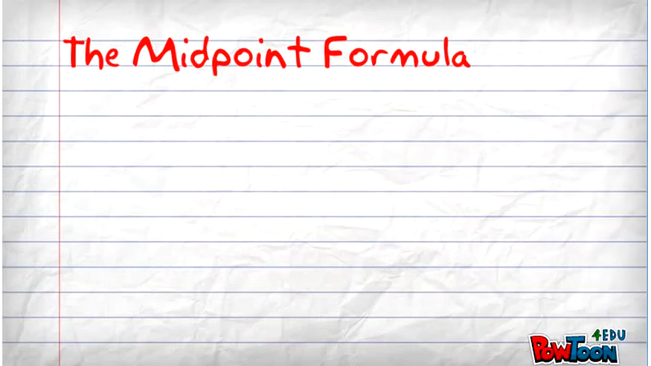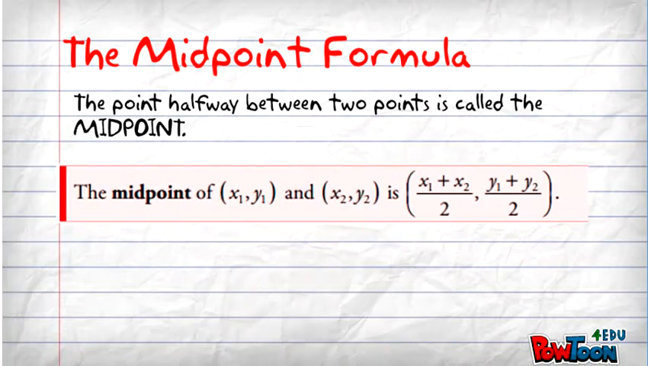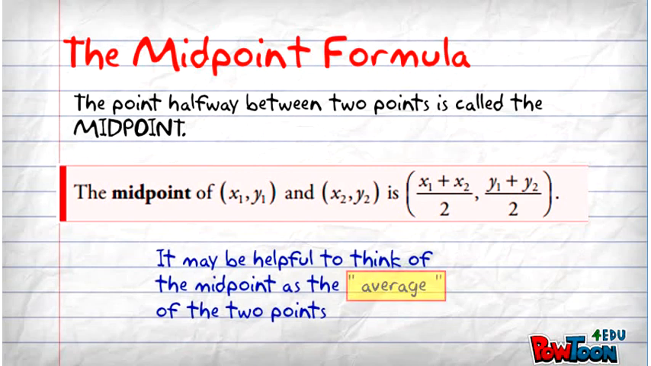Now the next thing we're going to consider is the midpoint formula. The point halfway between 2 points, not surprisingly, is called the midpoint. And again, it's straightforward enough to calculate this. The midpoint between (x1, y1) and (x2, y2) is just the sum of the x coordinates over 2 gives you the x coordinate of the midpoint, and the sum of the two y coordinates divided by 2 gives you the y coordinate. So if you like, it's just averaging. It may be helpful to think of the midpoint as the average of the 2 points.